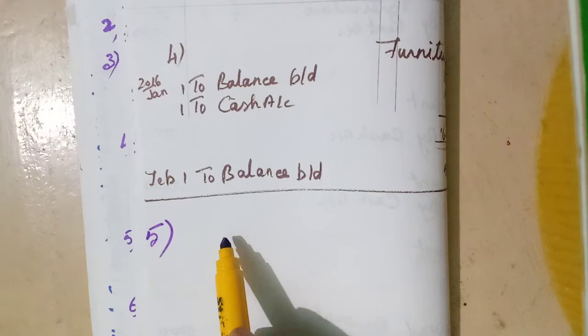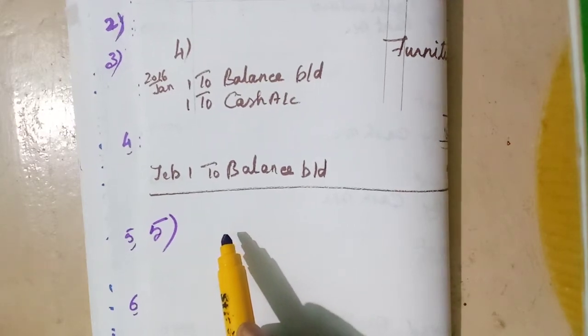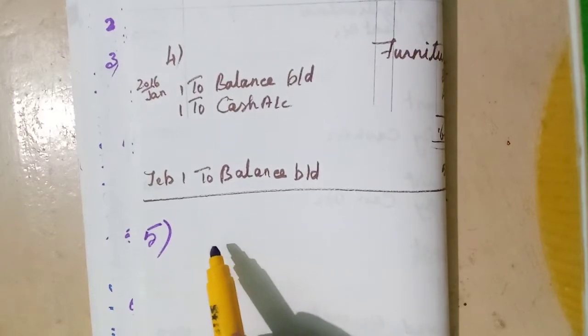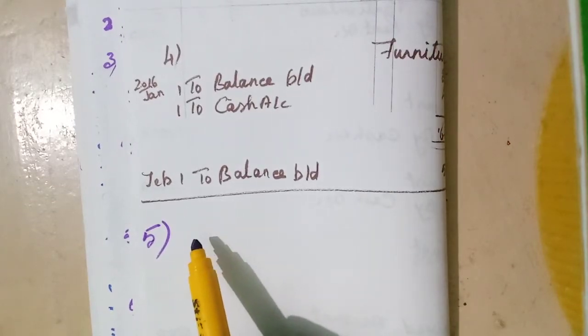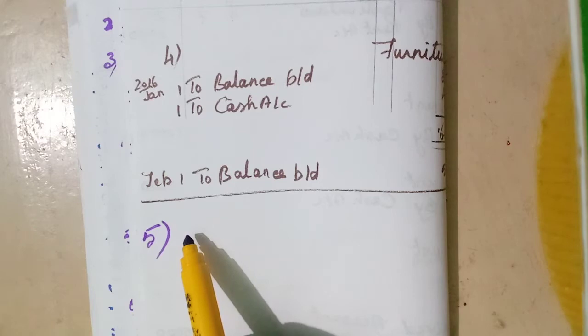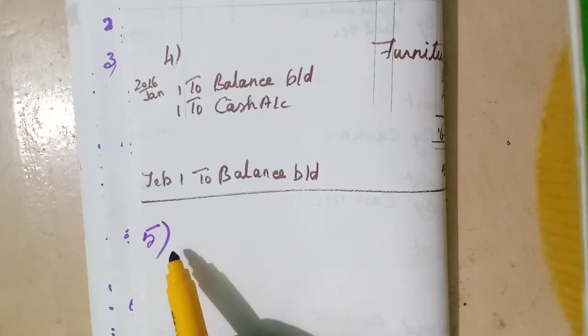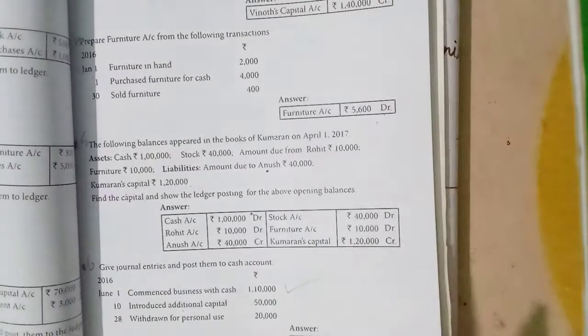Okay. In accountancy, today we are going to learn the remaining problems in ledger accounts. We have done up to 4 problems. The fifth one we will do. I will read that problem for you.